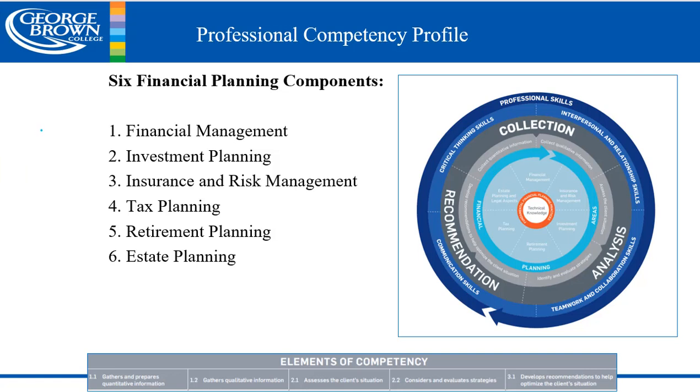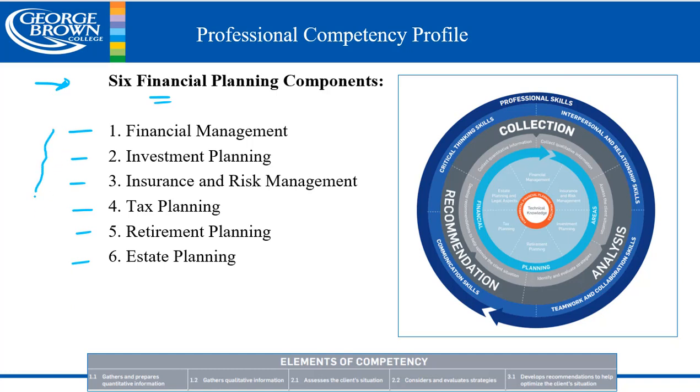So I'll just do a quick little review for the benefit of people who perhaps have not looked at the previous videos but want to know something about the integrated financial plan. Okay, so we always start the videos with a quick review of the 6 financial planning components or areas. Number 1 is financial management. Number 2 is investment planning. Number 3 is insurance and risk management. Number 4 is tax planning. Number 5 is retirement planning. And number 6 is estate planning.